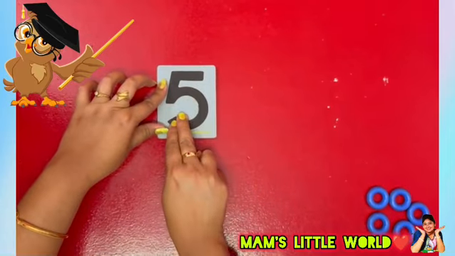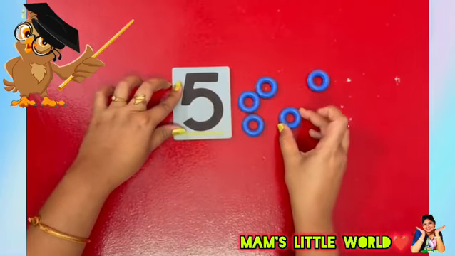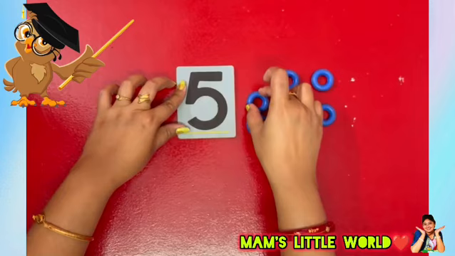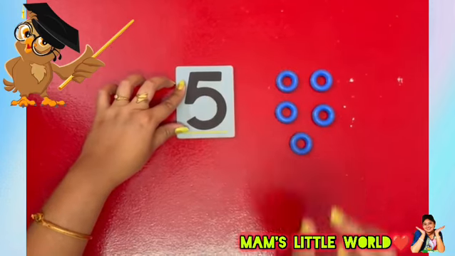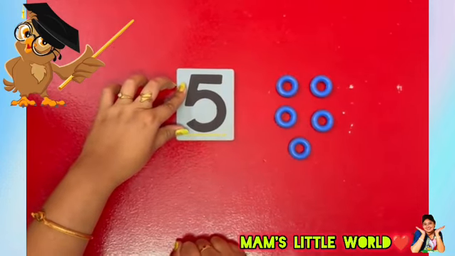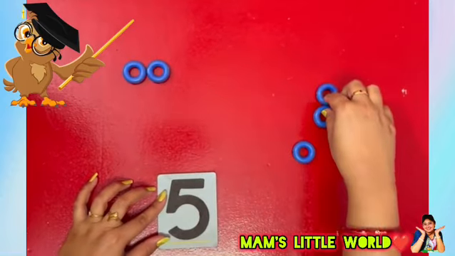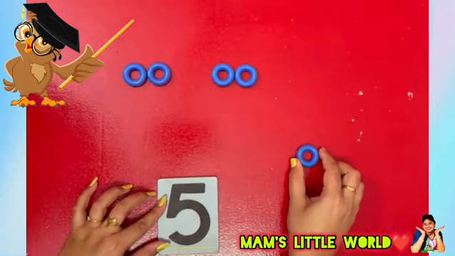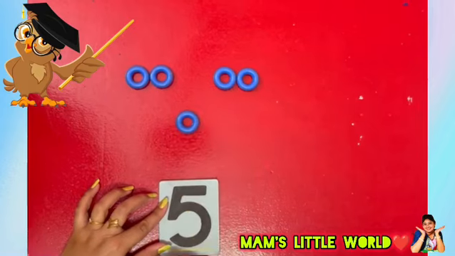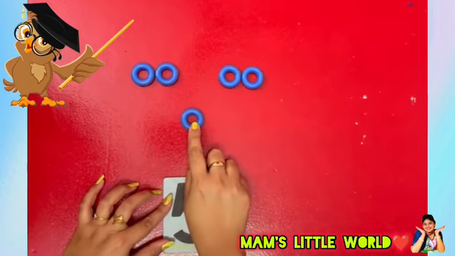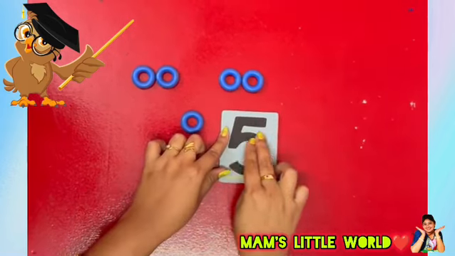So how many objects present here? 1, 2, 3, 4, 5. Now we are going to make pairs. One pair, two pairs and one single bead. So there is one leftover. So 5 is an odd number.